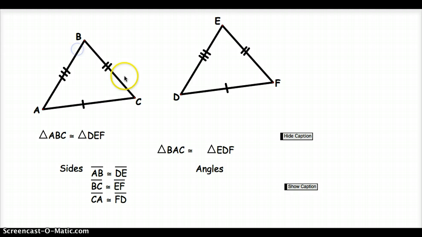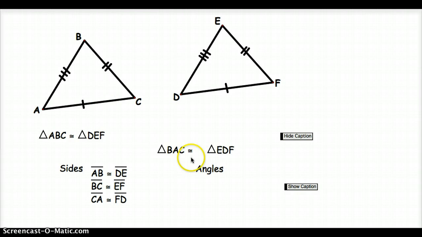Is BAC congruent to what triangle? I just showed you the answer, my mistake. BAC is congruent to, and how do I write the congruent triangle to BAC? I have to write in the right order, which would be EDF. I've got to make sure I match the corresponding parts. This tells me that AB is congruent to DE, we already talked about that. BC is congruent to EF, we've gone over that. And CA is congruent to FD. Again, corresponding parts.